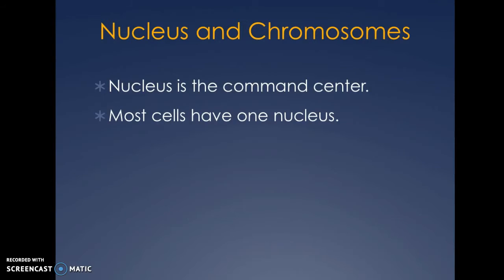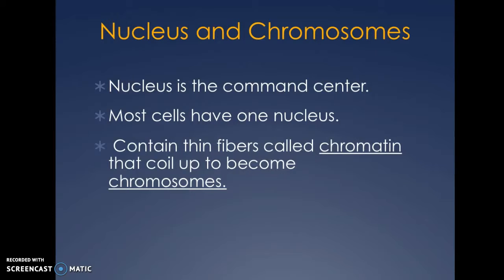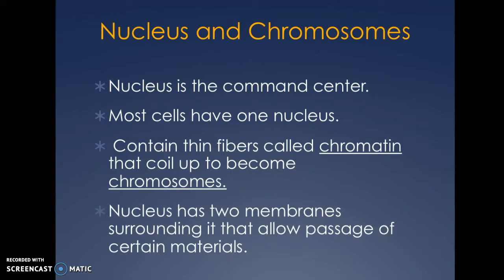Most cells have one nucleus, which contains thin fibers called chromatin that coil up to become chromosomes. The nucleus has two membranes surrounding it that allow passage of certain materials. So this separates the contents of the nucleus and the cytoplasm. You may be familiar from past science courses that in the cytoplasm you have other organelles such as the mitochondria. This membrane separates all those from the nucleus.